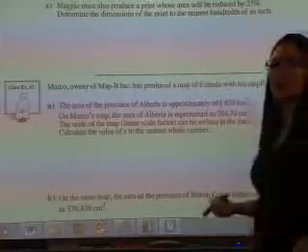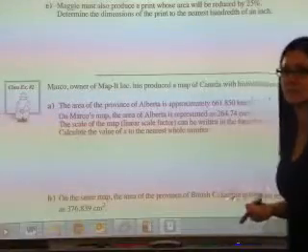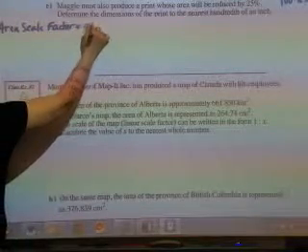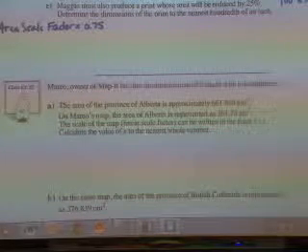Maggie also has to produce a print whose area will be reduced by 25%. Determine the dimensions of the print to the nearest hundredth of an inch. So if she reduces it by 25%, what does she have left remaining? 75%. So 100 minus 25 would give me 75%. So then my area scale factor would be 0.75.